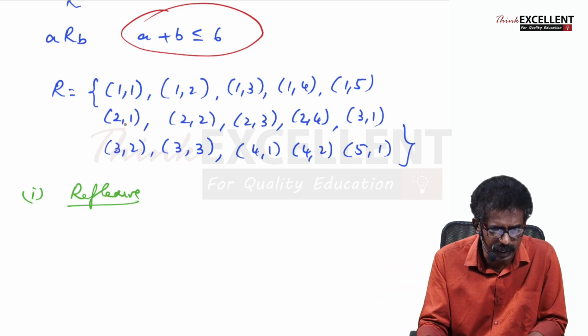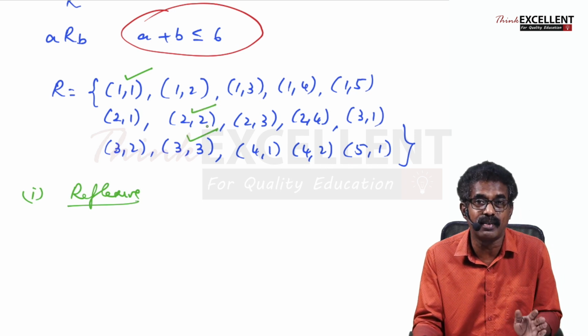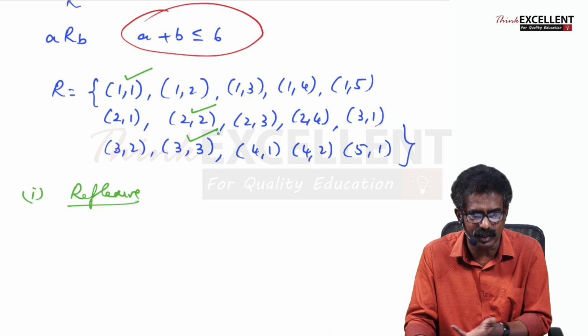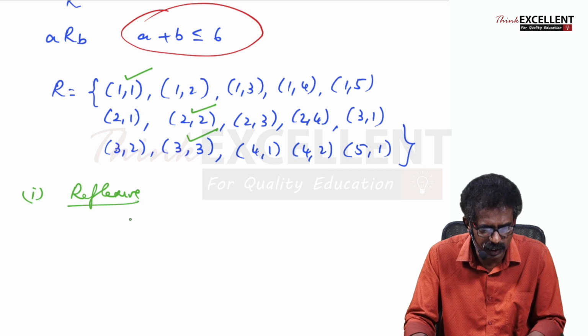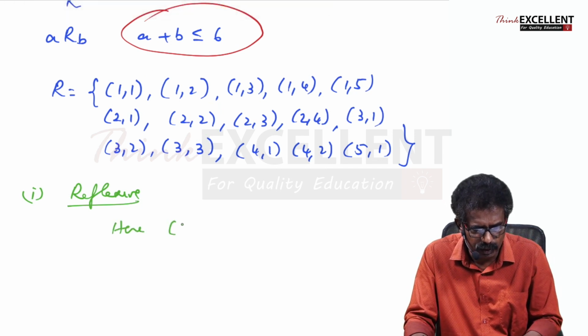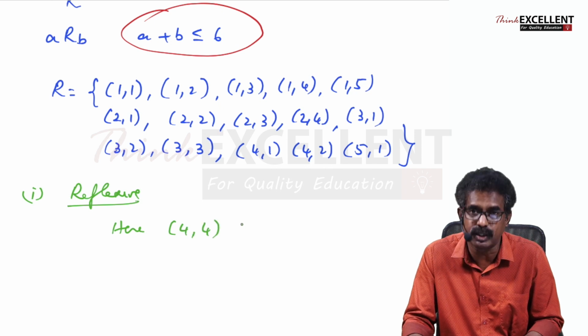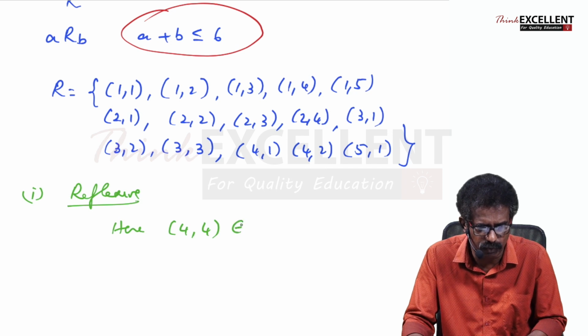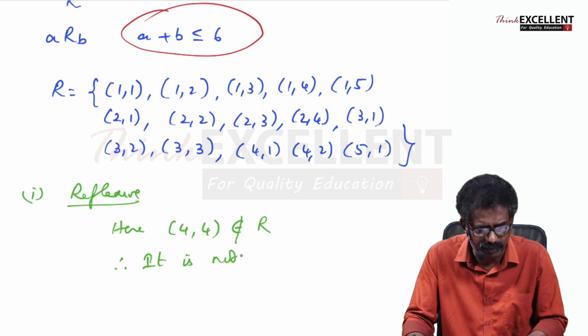1 is related to 1. Yes, it is there. 2 is related to 2. Yes. 3 is related to 3. Yes. But that is not enough. It must be true for all the elements. 4, 4, 5, 5, 6, 6. Nothing is there, right? Only the first 3 are there. So just show one example. So you can say here 4, 4. 4 is not related to 4. Every element must be related to itself. So here 4 is not related to 4, 4, 4 does not belong to R. That one example is enough. Therefore, it is not reflexive.